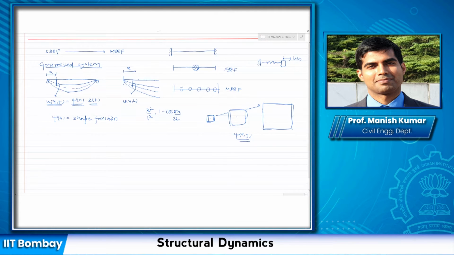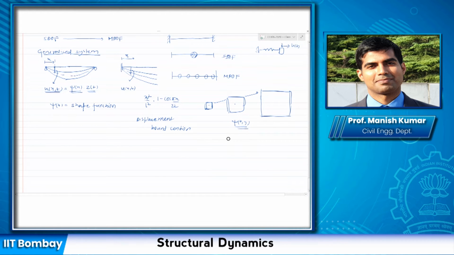The precondition was that this shape function must satisfy the displacement boundary condition. And what are displacement boundary conditions? For example, if you want to represent the deflected shape of the simply supported beam or the cantilever beam, as long as your shape function is consistent: for the simply supported beam, the deformation is 0 at x equal to 0 and x equal to the total length of this simply supported beam. Okay, so in this case, it would be phi 0 and phi L.